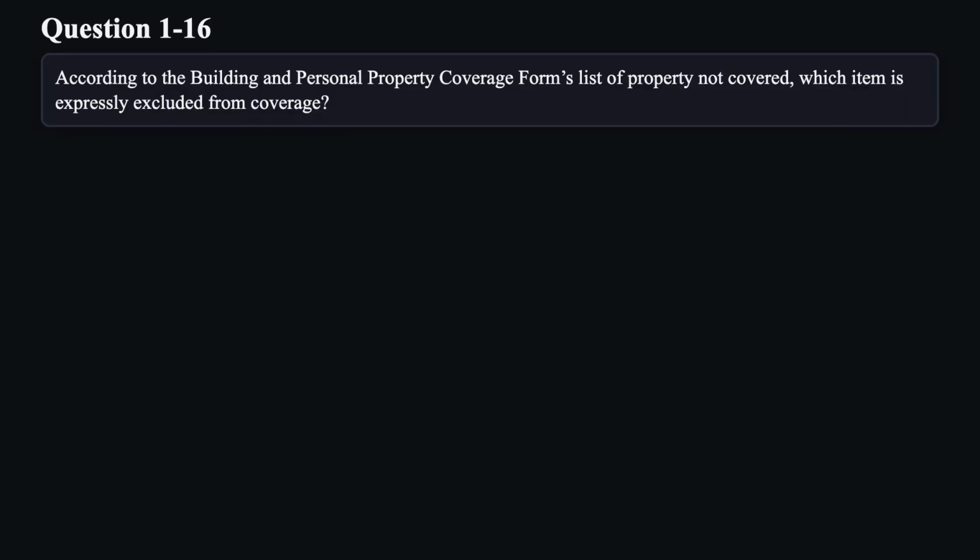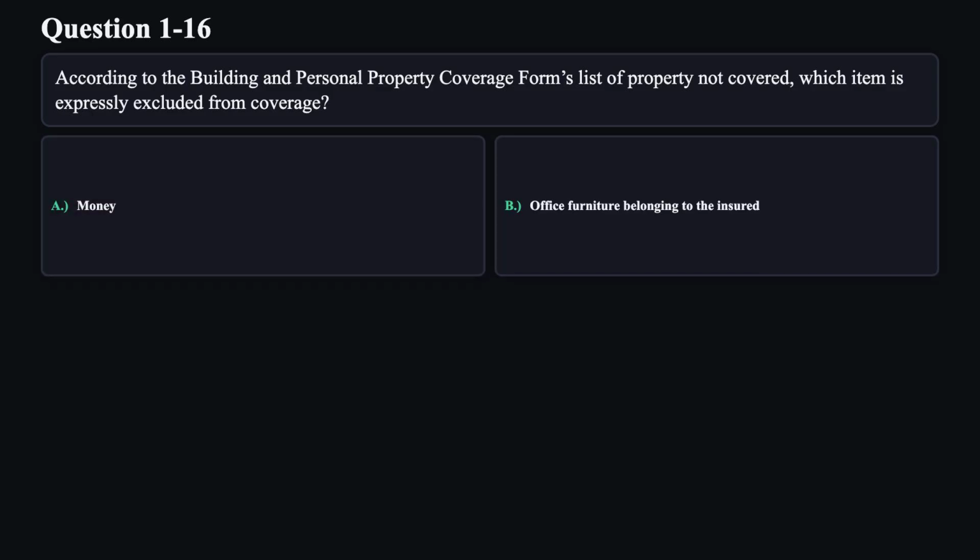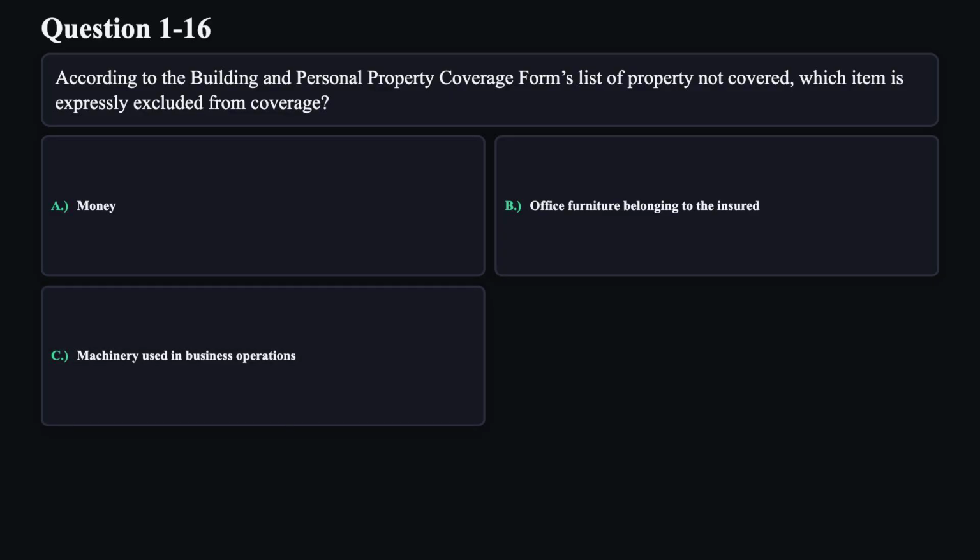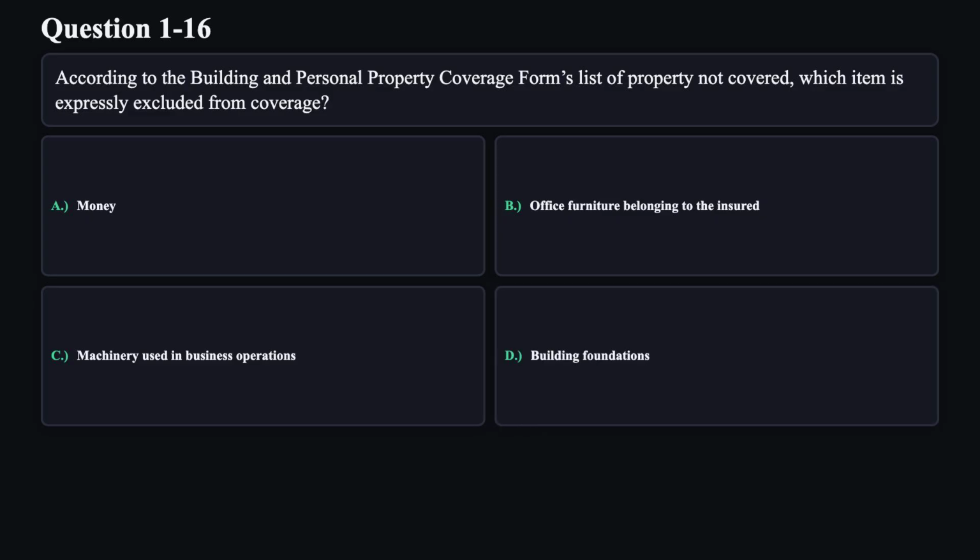Question 16. According to the building and personal property coverage form's list of property not covered, which item is expressly excluded from coverage? A. Money. B. Office furniture belonging to the insured. C. Machinery used in business operations. D. Building foundations.